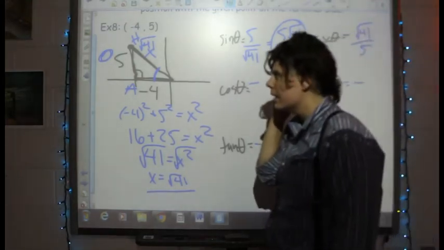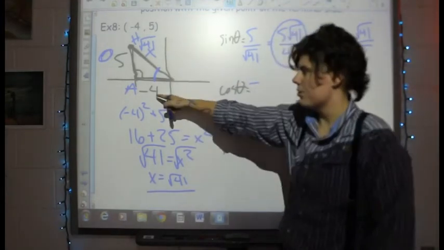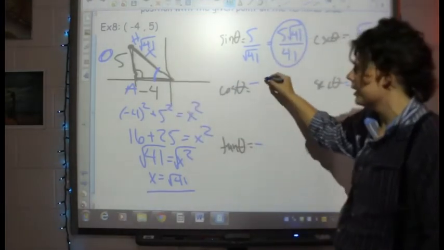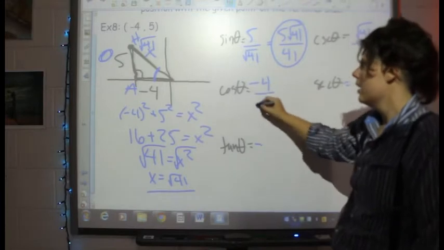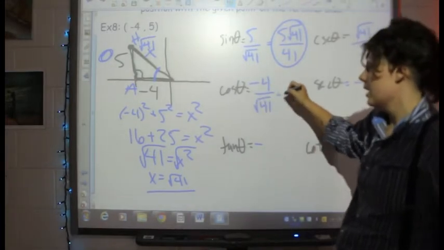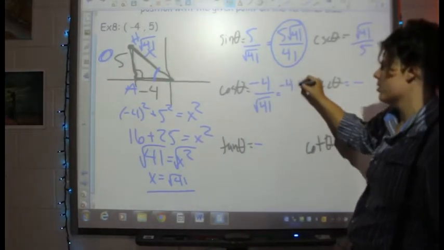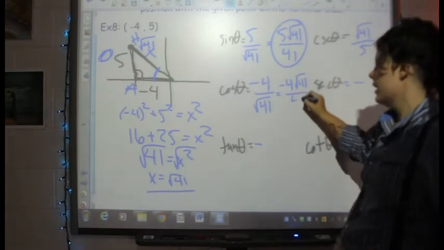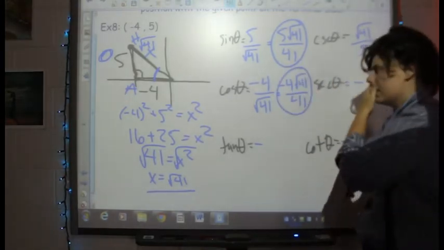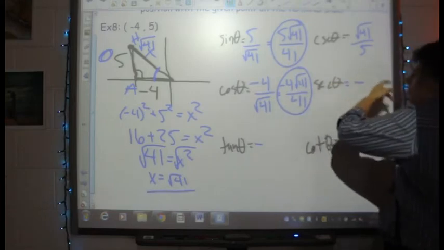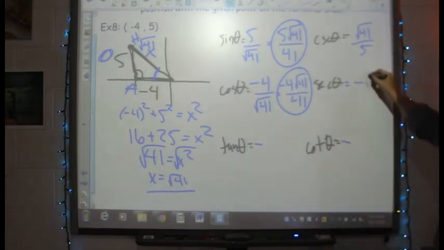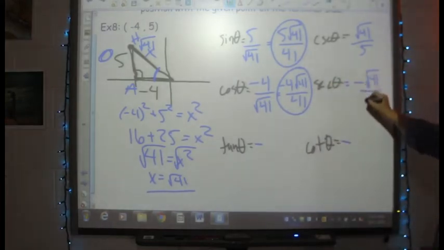For cosine, I have adjacent over hypotenuse. Oh, look, there's that -4. I already knew it was going to be negative. Keeps me from making that mistake. Rationalize, and I get -4 square roots of 41 divided by 41. Take the unrationalized form and flip it over to get secant. It's reciprocal. So I get negative square root of 41 divided by 4.